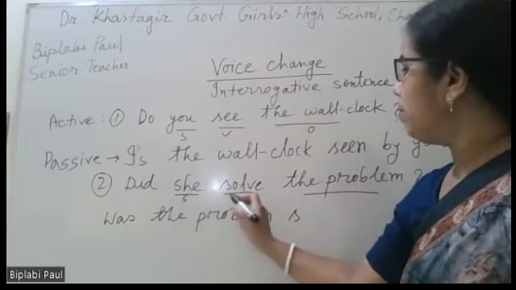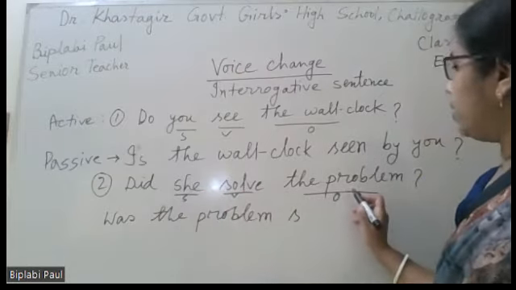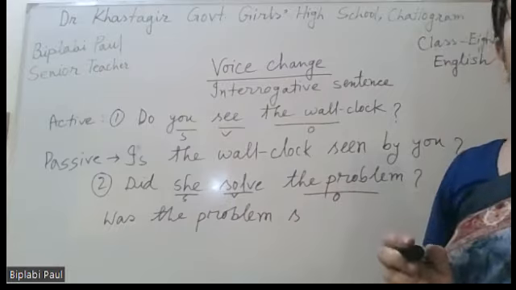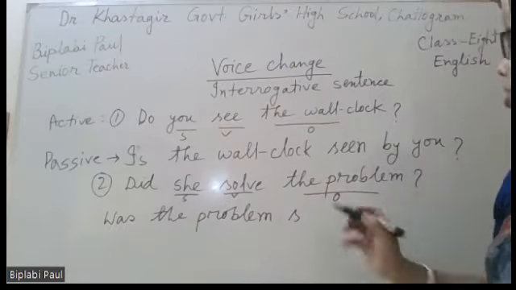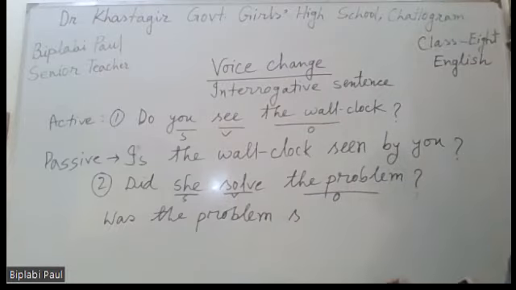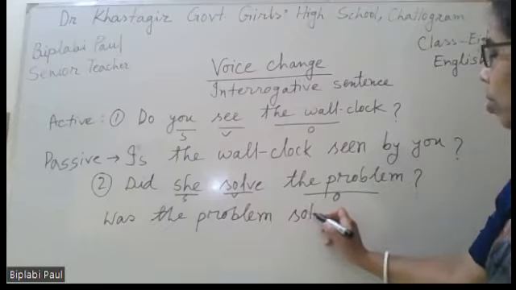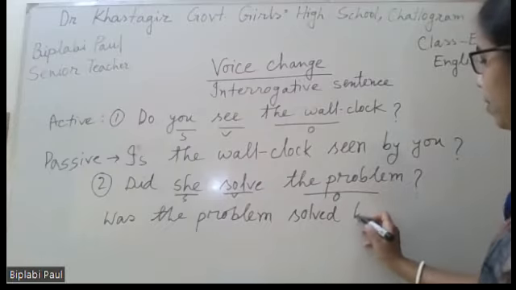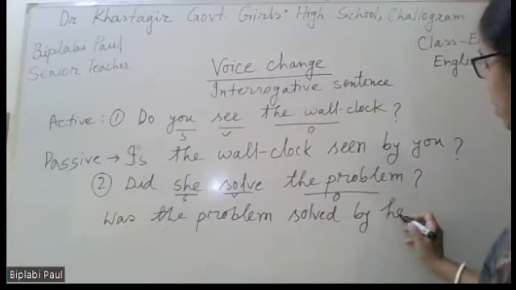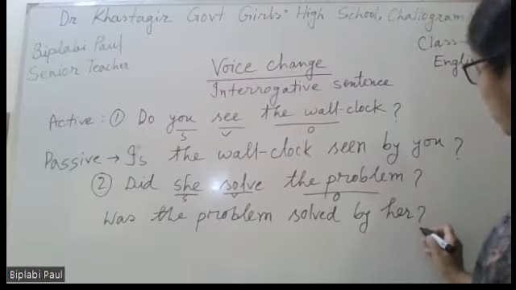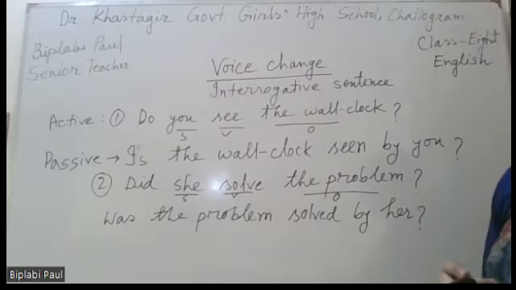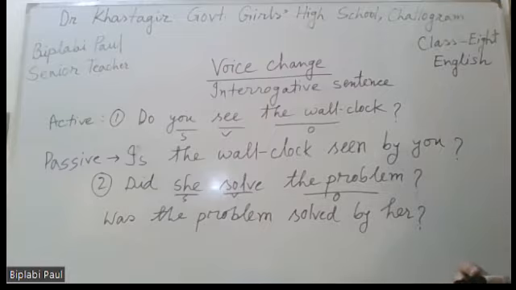This is subject, verb, object. And at the time of making passive form, the object will be subject. So here you see, was the problem solved by her? You must put a question mark at the end of the question sentence, okay?